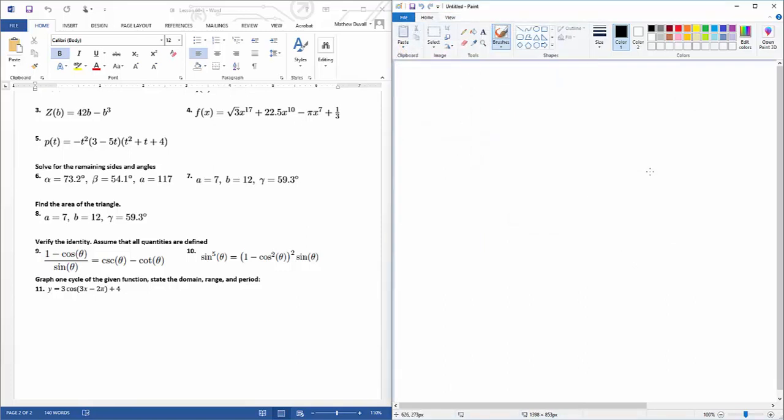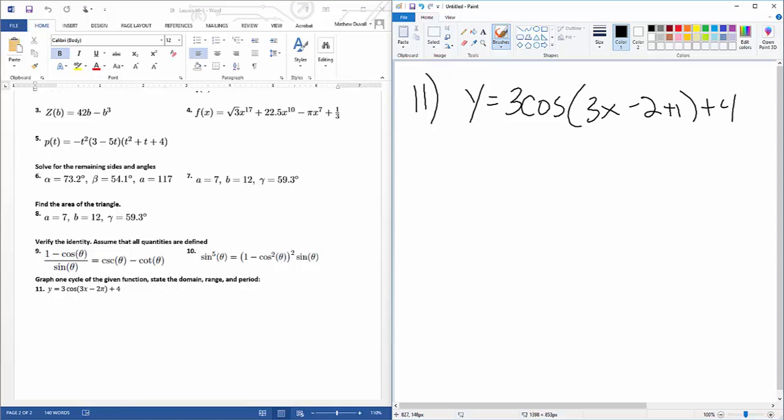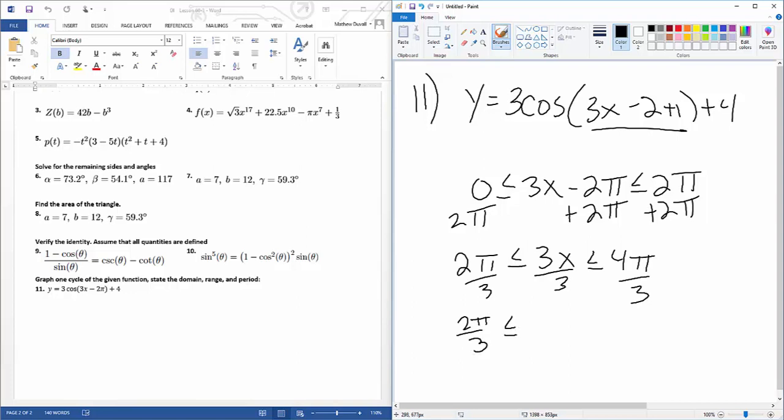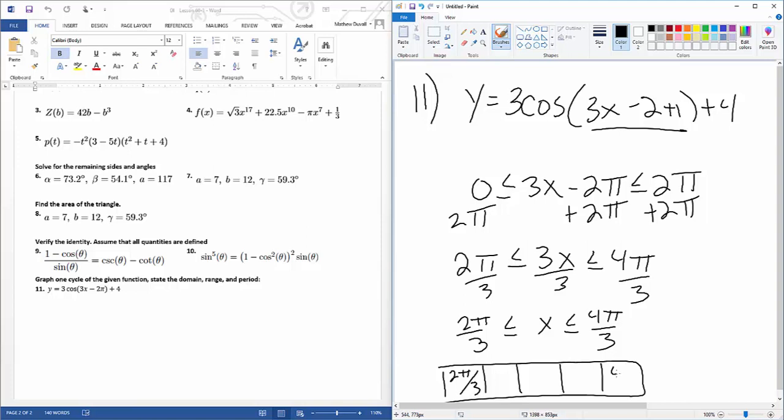And then number 11, it says go graph one cycle. So I have to put this between 0 and 2 pi. Add 2 pi to both sides. Divide everything by 3. So that's 2 pi thirds, and that's 4 pi thirds.